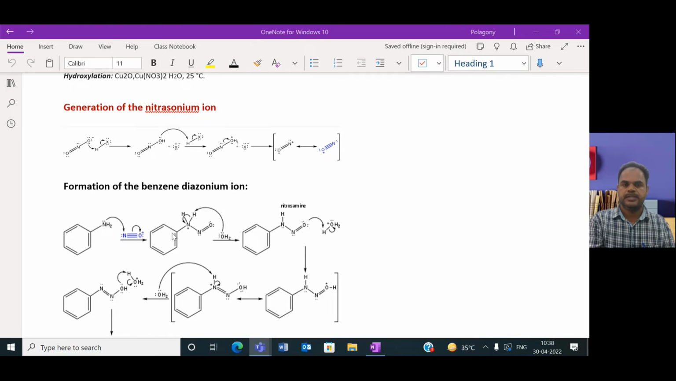So the two protons are lost stepwise, and a water molecule is formed. Then the nitrosoamine structure is formed. This nitrosoamine structure loses a water molecule, and after losing the water molecule, we get the diazonium structure.